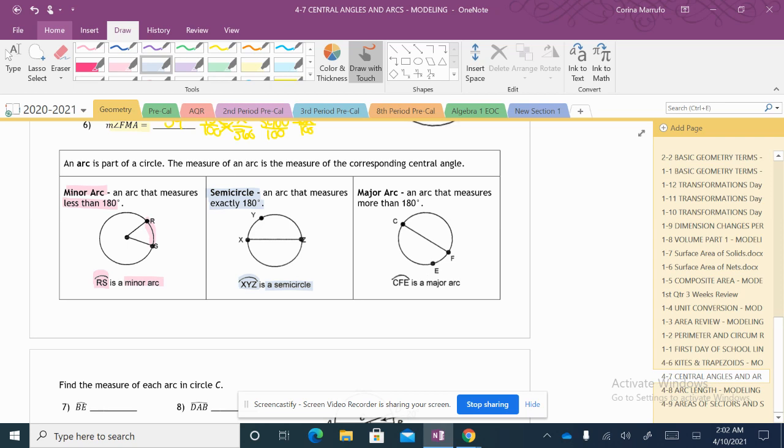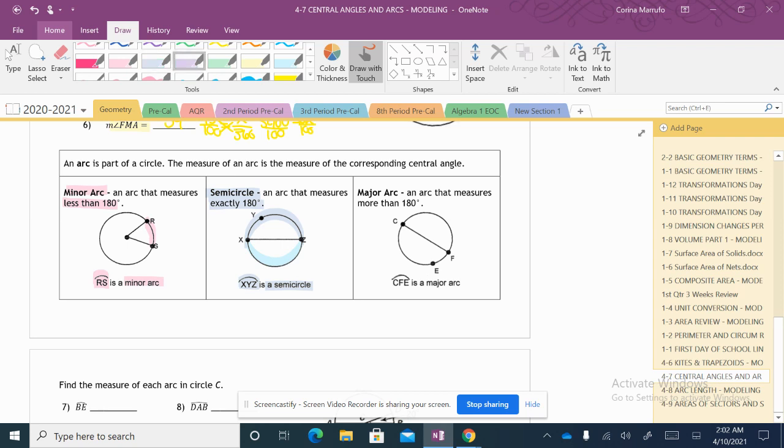Okay, so they use 3 letters here for 2 reasons: so that you can know that this is not a minor arc, and also to tell you which semicircle they're talking about, because you have the top half and you have the bottom half. So in order for you to know which half they're talking about, that's why they give you 3 letters. They go from X to Y to Z in that order. So you have to connect those dots in that order. That will tell you which direction you're talking about.